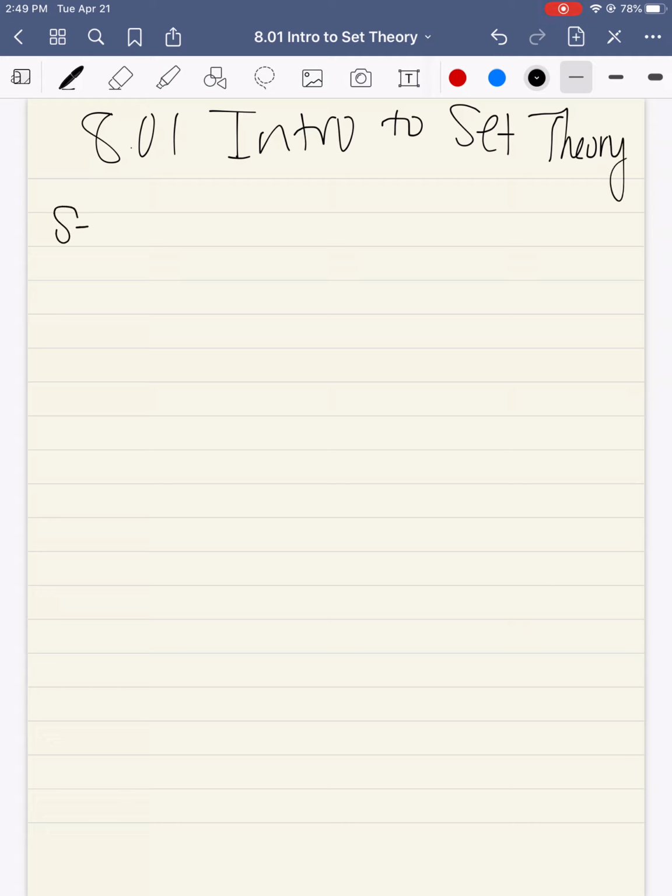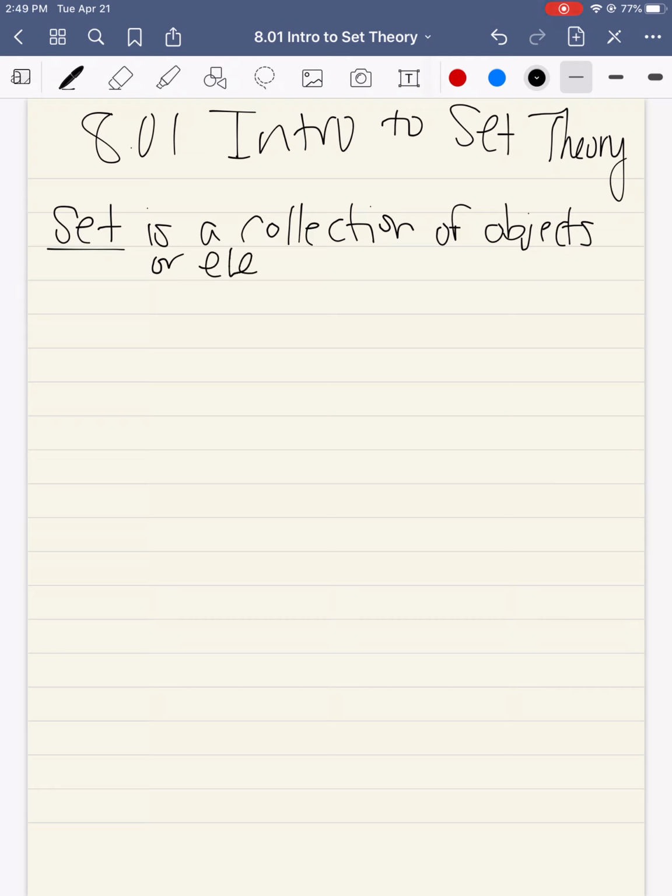So to start off, what is a set? A set is a collection of objects or elements. When we say something belongs to a set, which is membership, we use this notation here, an E with a curvy spine, I would say. So we would say a belongs to the set A.